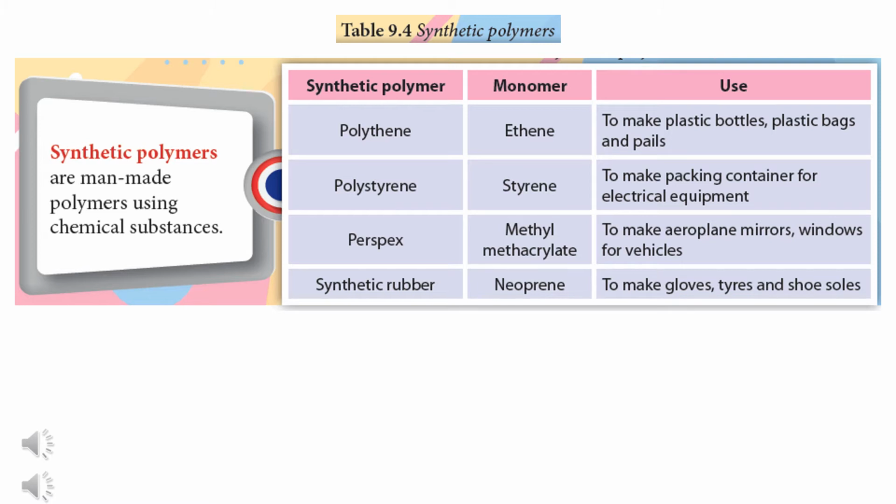Polystyrene is made of styrene and used for making packing containers for electrical equipment as well as for food packs. Perspex is made from a monomer called methyl methacrylate and used for making airplane mirrors and vehicles' windows. Lastly, synthetic rubber is made from neoprene for making gloves, tires, and shoe soles.